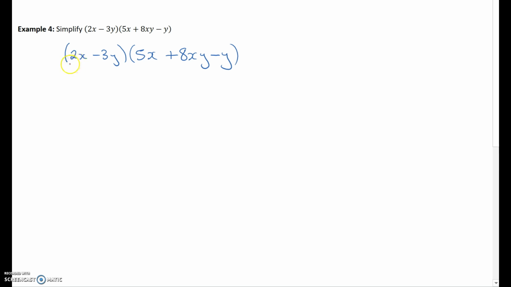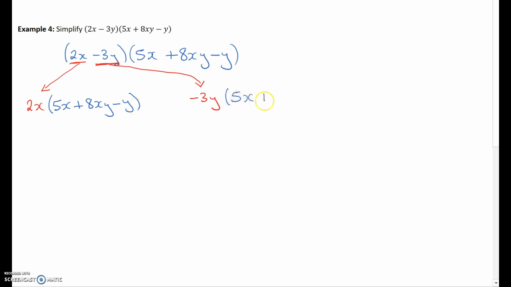So we always start by whatever is first, splitting that one up. So this will be 2x here, and then the minus 3y. Give ourselves a little bit more room this time, and you'll see why in a second. So the 2x here and the minus 3y over there. Again, the sign in front of the minus 3y, you've got to include that minus sign. If it's in the original, you have to include it when you split them up. Okay, you multiply each of these parts by the second parentheses. So 5x plus 8xy minus y. And then the minus 3y is multiplied by the same thing, 8xy minus y.